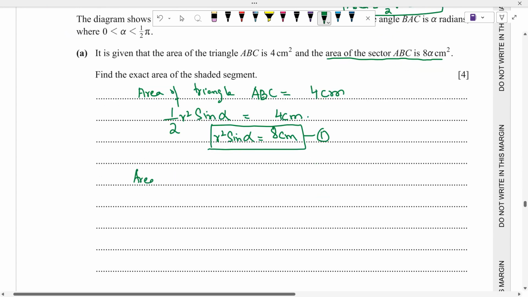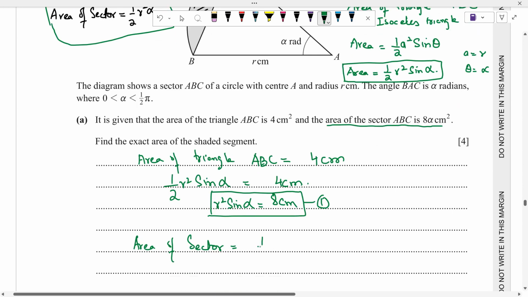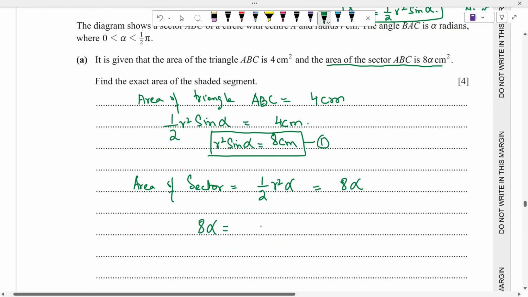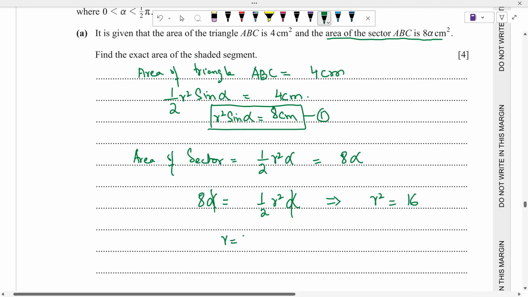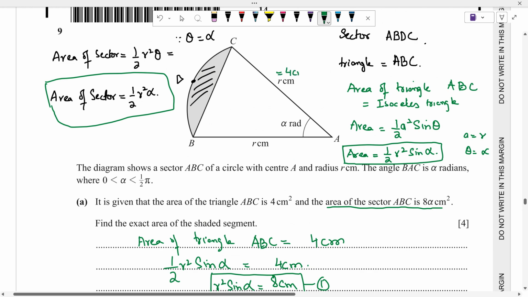Now we will use the information of the area of the sector, which is 8 alpha. The area of the sector is 1 over 2 r squared alpha, which is equal to 8 alpha. Alpha will be cancelled out and we have r squared equal to 16, so r is equal to 4 centimeters. So we have calculated the radius, which is 4 centimeters.